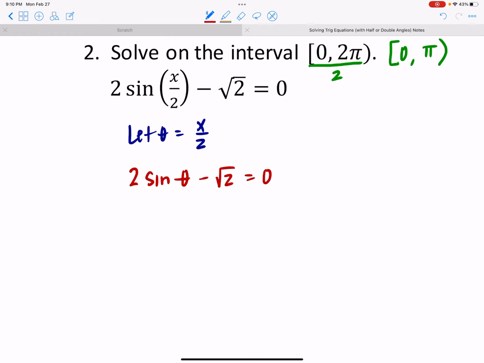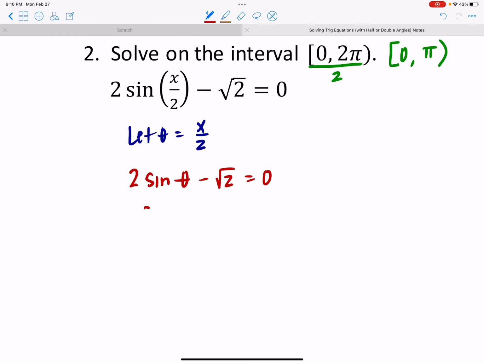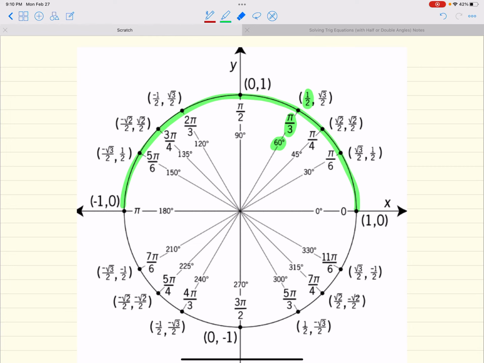And this one's pretty easy to solve. Again, we've had a lot of practice with this. First, we're going to add the radical 2 over, and then we're going to divide both sides by radical 2. So now we're going to be looking for where the sine of our angle is equal to radical 2 over 2. And remember, we're only looking from 0 to pi. We want a half of a cycle, so half of our unit circle.